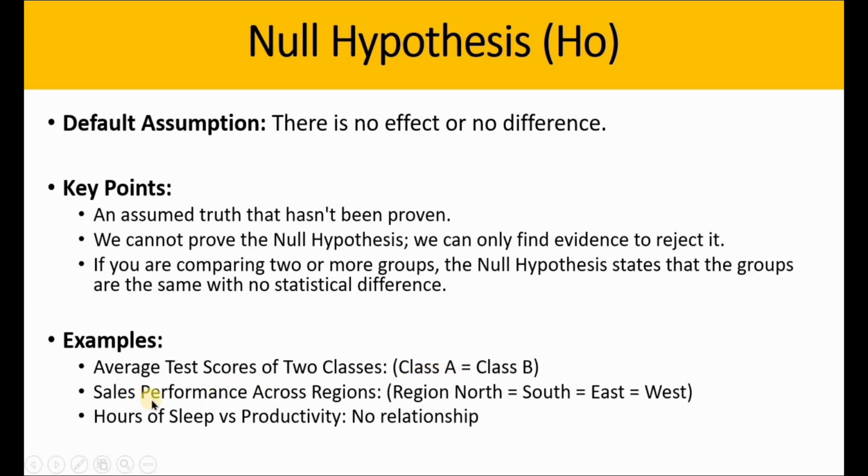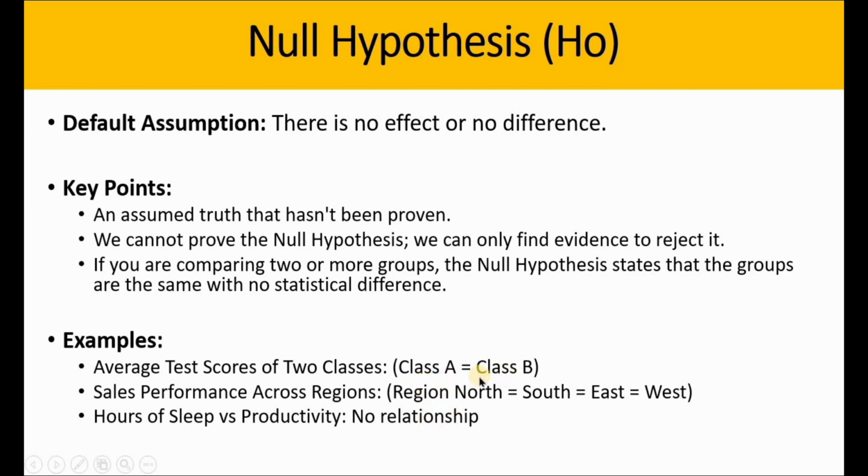Next example is comparing the sales performance across different regions, for example, North, South, East, and West. The null hypothesis would be that all regions have the same sales performance, which means that North sales is equal to South sales and they are equal to East and West, without any statistical proof. Another example is the null hypothesis would state that there is no relationship between the number of hours slept and productivity at work. Practically, this is not possible.